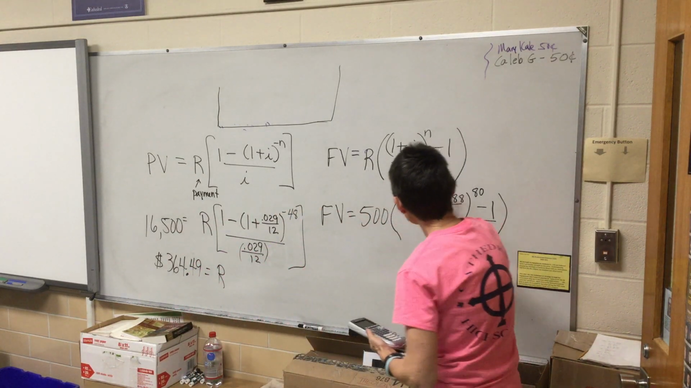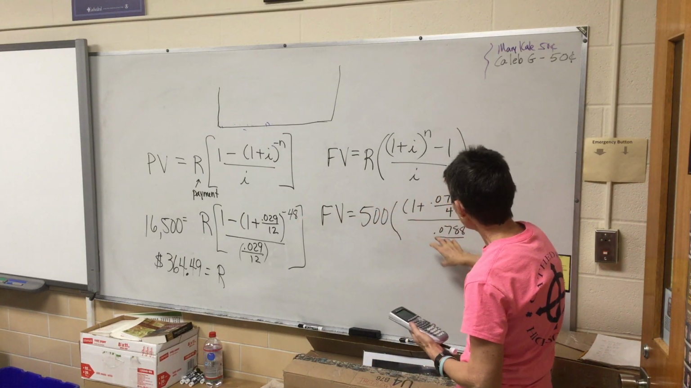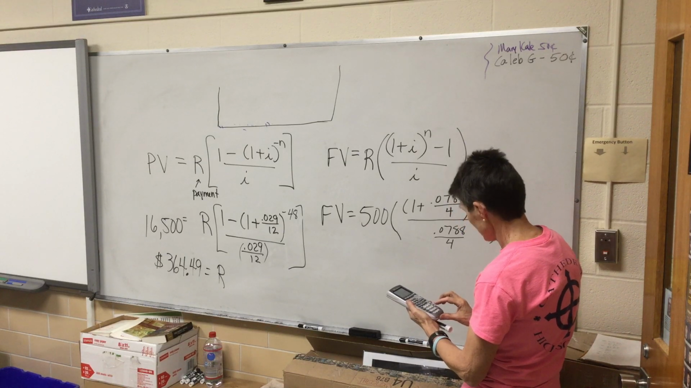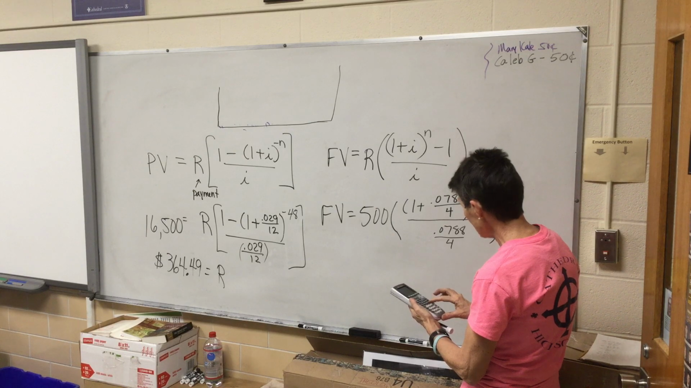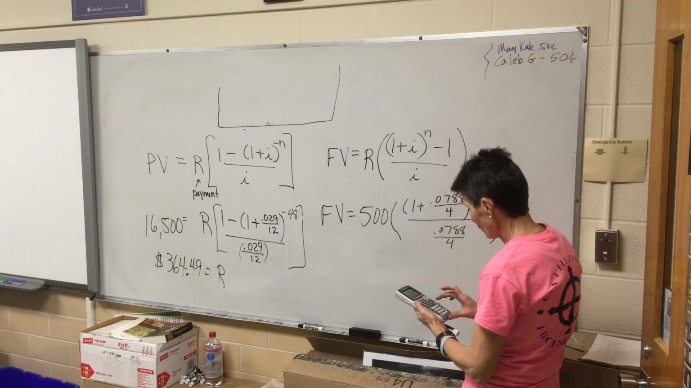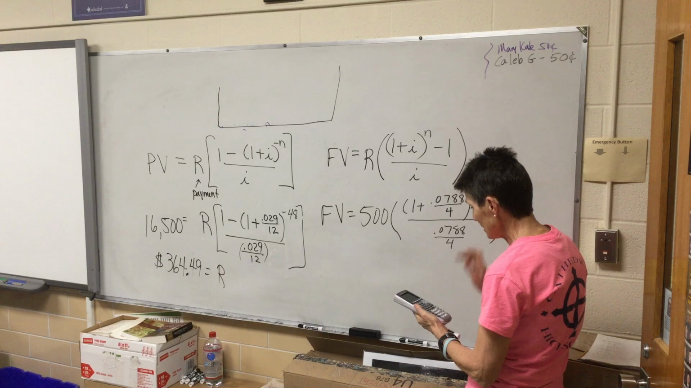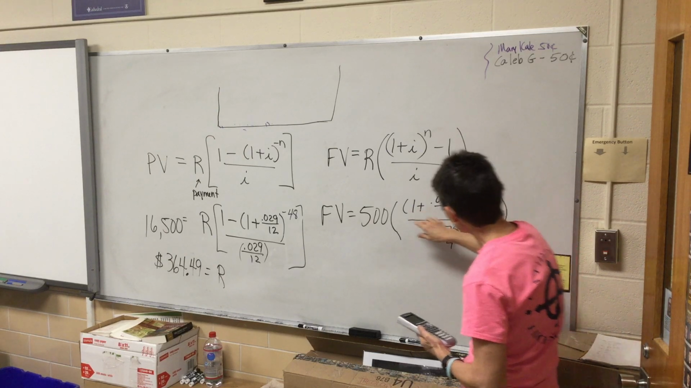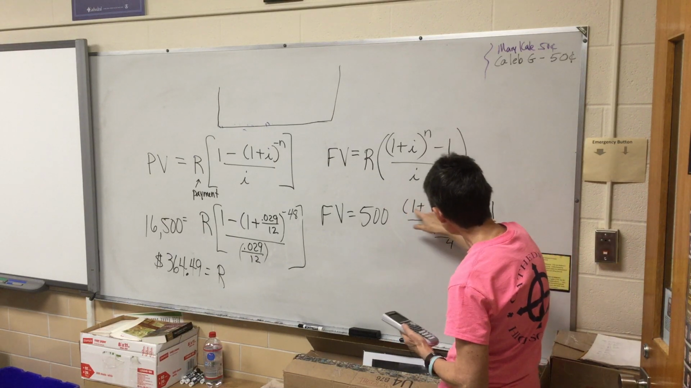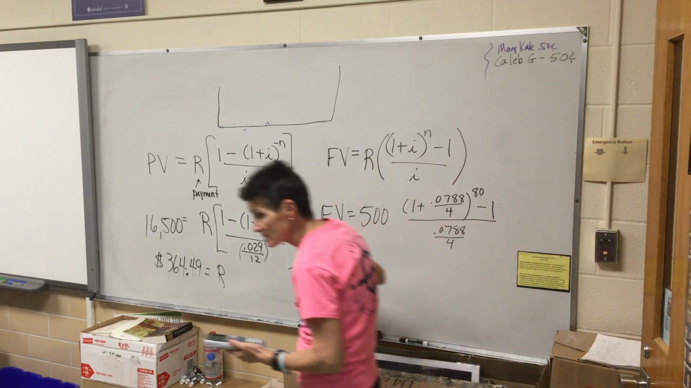Okay, so I'm going to do my big parentheses first, just like I did over there. I'm going to do this first. Okay, so parentheses 1 plus 0.0788 divided by 4, close parentheses, raised to the 80 minus 1 equals. So I just typed in my numerator. I'll take out this parentheses so there's no confusion. I just typed in my numerator here. I got 3.76.